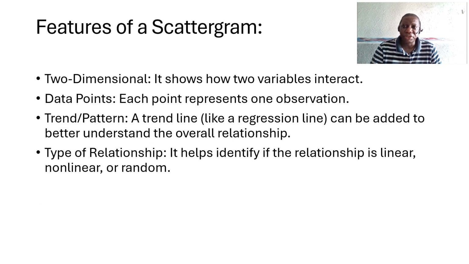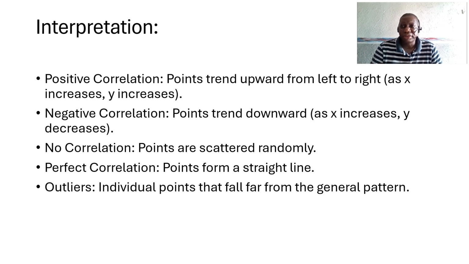So basically, in terms of the features, it's two-dimensional. Then you have your data points, then you have the pattern, then it shows the types of relationship. In terms of interpretation, where the points trend upward from left to right, it shows positive correlation, which means that as x increases, your y increases. When the points trend downward, as x increases, your y declines, and that is an example of negative correlation. When it is scattered randomly, as I said earlier, it shows no correlation. When all the points align on a straight line, we have perfect correlation. Outliers are individual points that fall far from the general pattern.